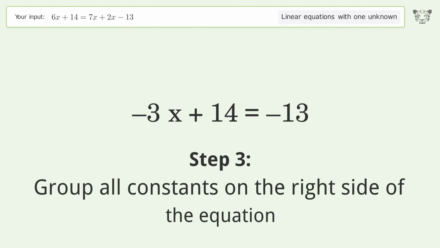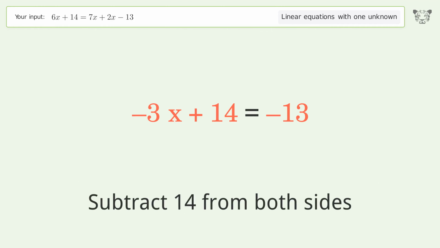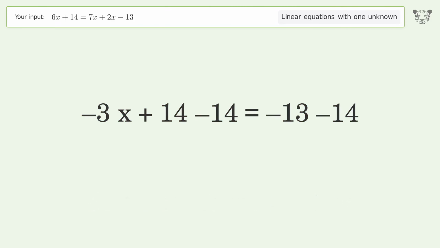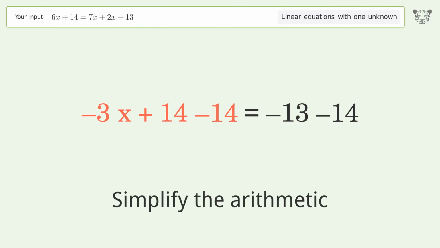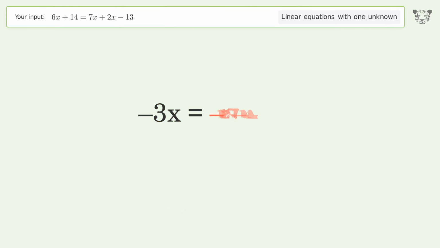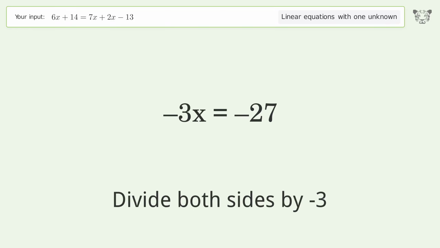Group all constants on the right side of the equation. Subtract 14 from both sides. Simplify the arithmetic. Isolate the x. Divide both sides by -3.